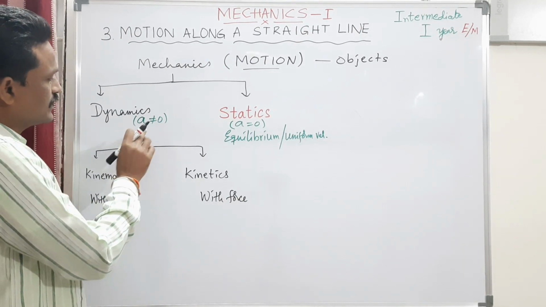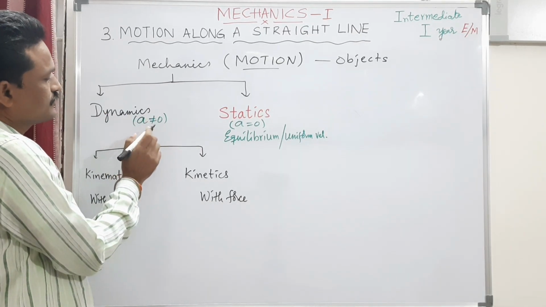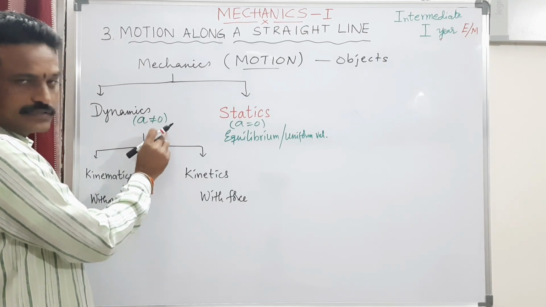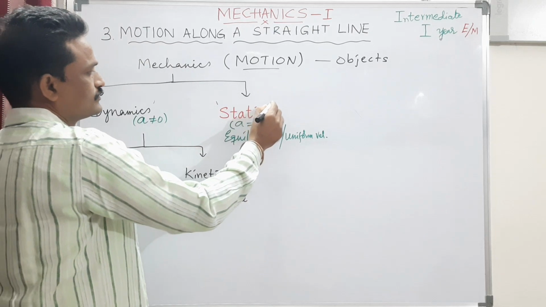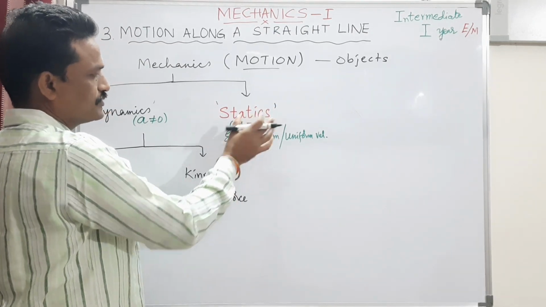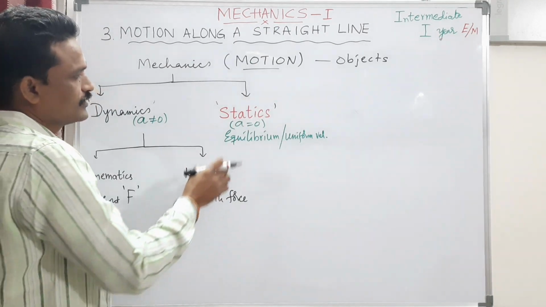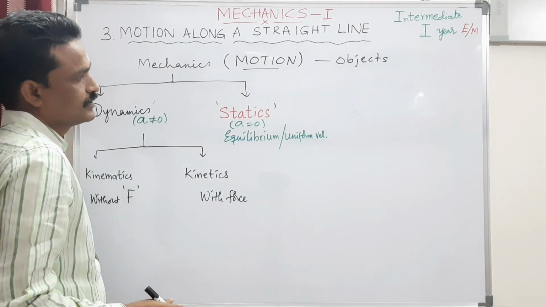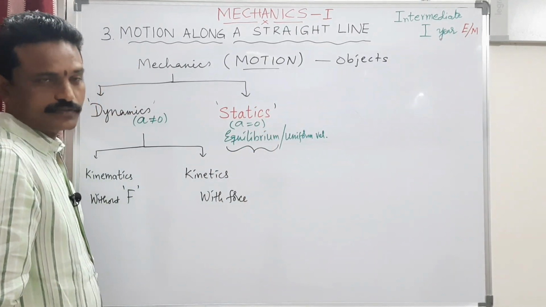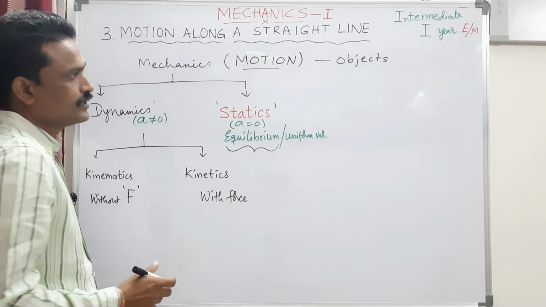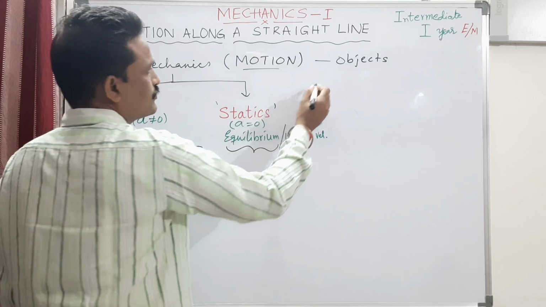So, for this moment, let us say in the case of dynamics we deal with the objects for which the acceleration is not zero. Now, what do you mean by statics? Don't be confused with statistics. Statistics is related to mathematics. What do you mean by statics? It generally deals with the equilibrium of an object or of a system. What do you mean by equilibrium? Though there are forces acting, the system is at rest.